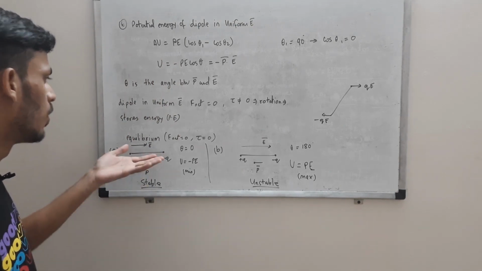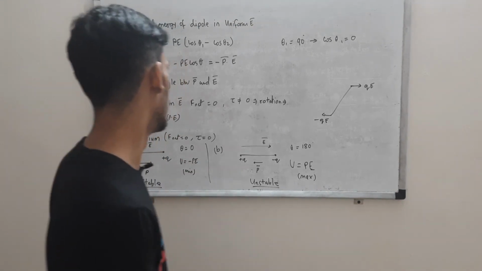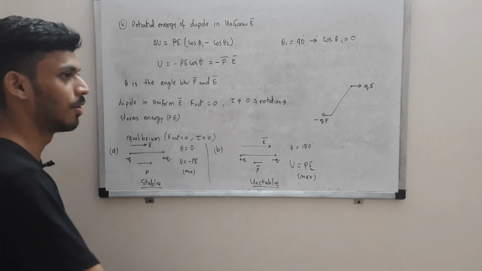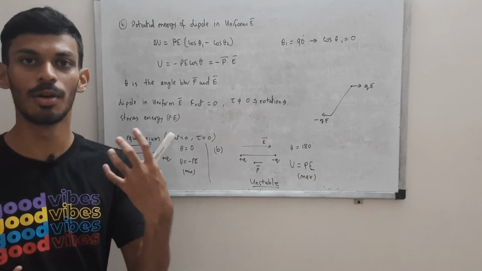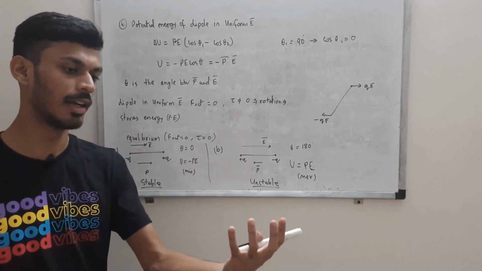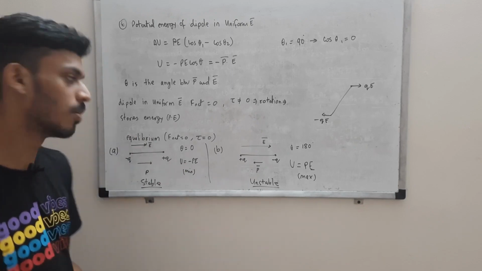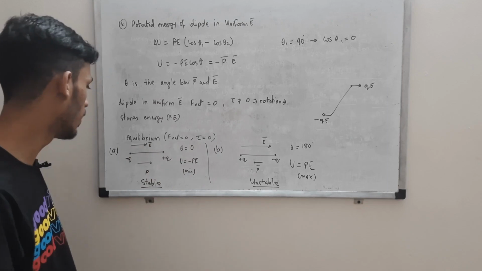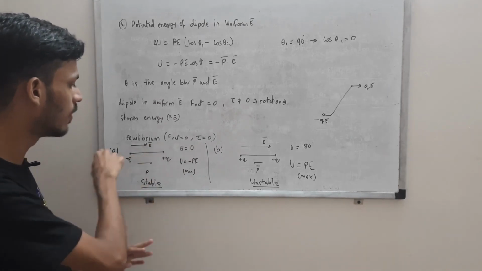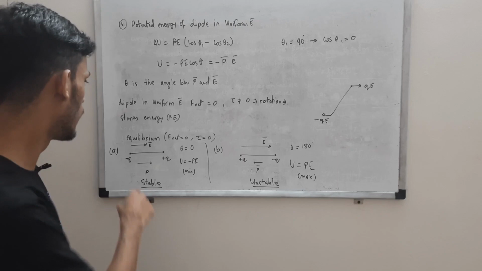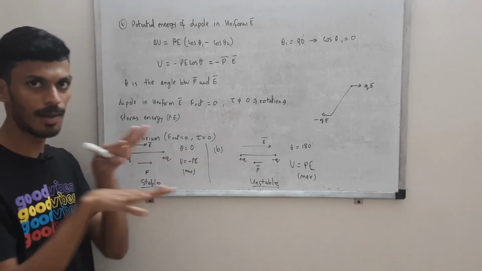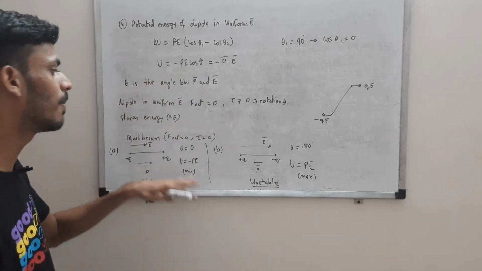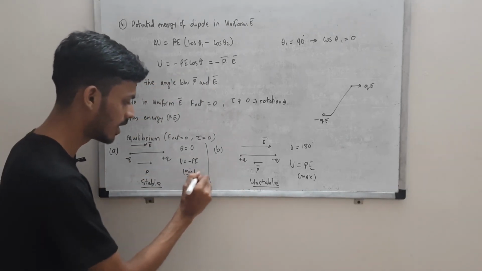Now, if we see the two equilibrium conditions, equilibrium basically means translational and rotational equilibrium. The net force is 0, so no translational motion is happening, and the net torque is 0, so no rotational motion is happening. In this case, we have P and E in the same direction. P is from minus q to plus q, and the electric field we have chosen to be in this direction. So the angle between them is 0 degrees, right? They are parallel vectors, the angle between them is 0, cos 0 is 1, so you will get minus PE. So in this case the potential energy is minimum.